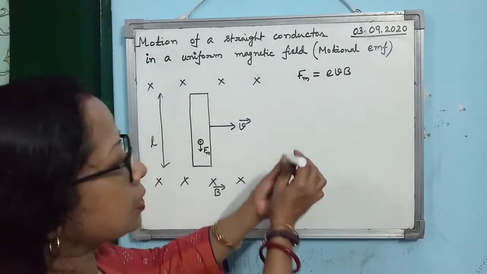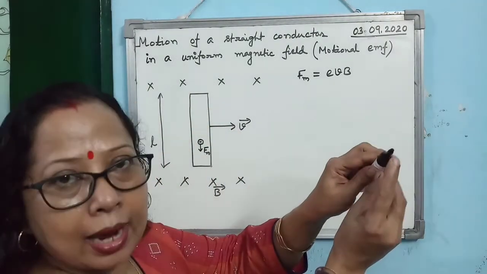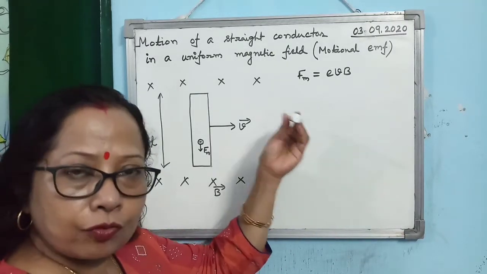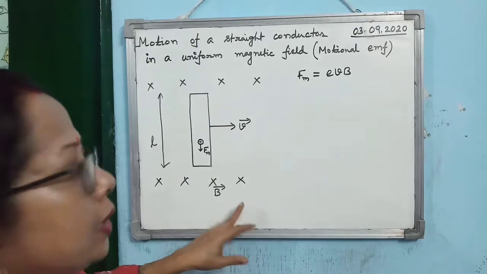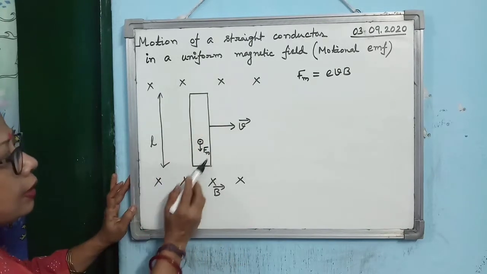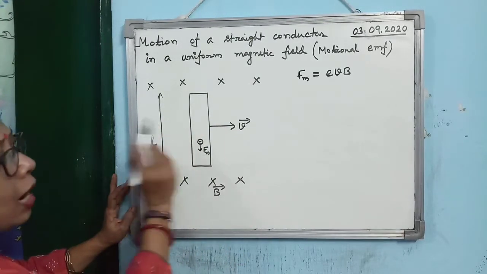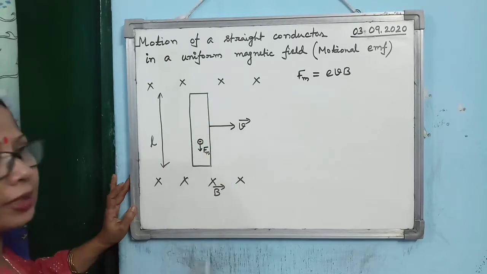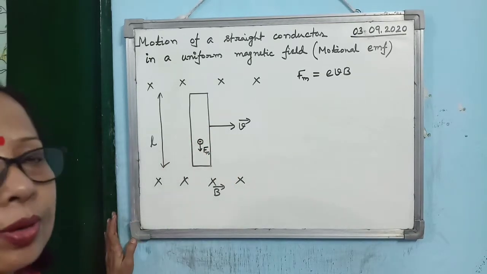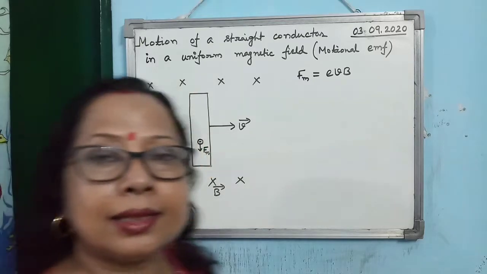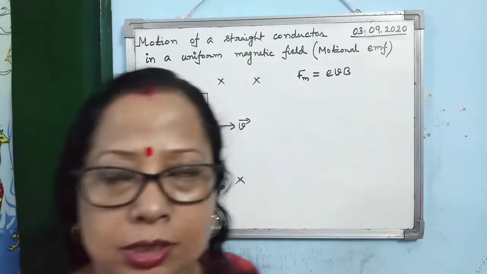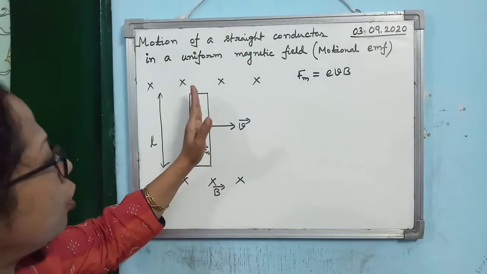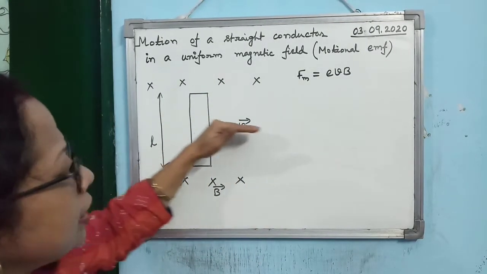Suppose this is the arrow. The magnetic field is in the inward direction, perpendicular to the whiteboard. Now we have taken a conductor whose length is L. Let us consider the conductor is moving with a velocity V in this direction. Now you know within the conductor there are free electrons, isn't it? These electrons, along with the conductor, will also move in this direction.